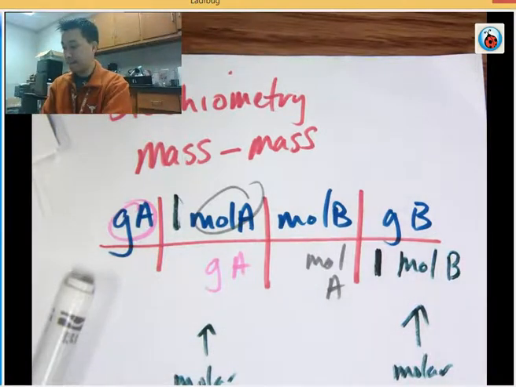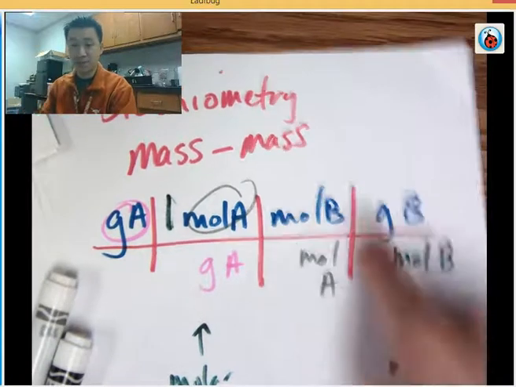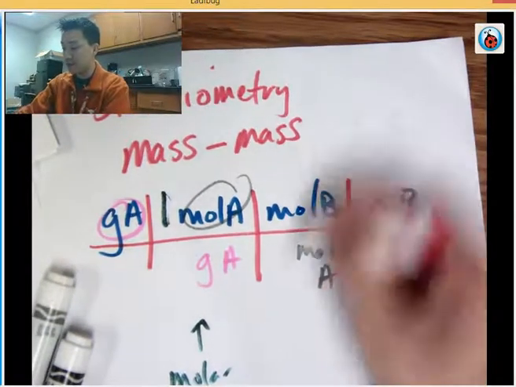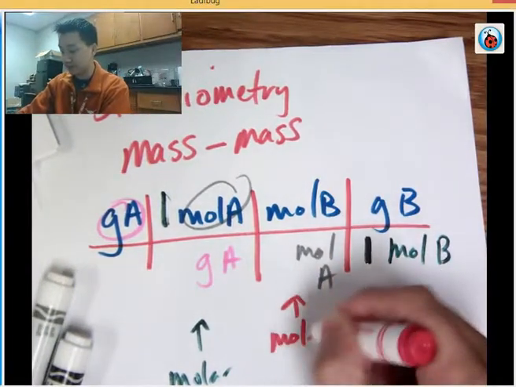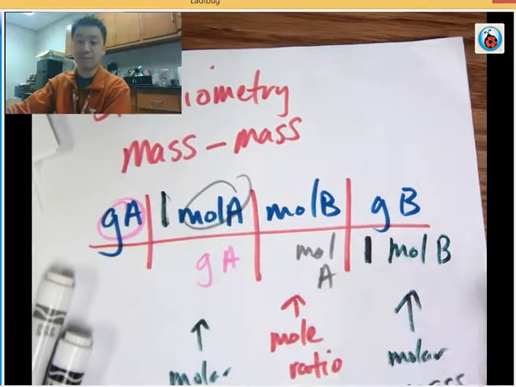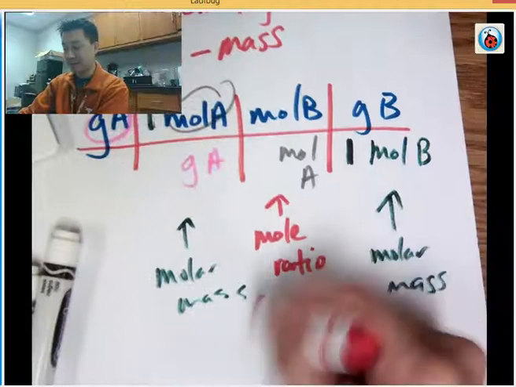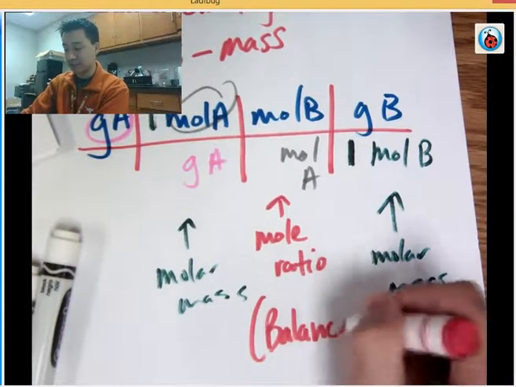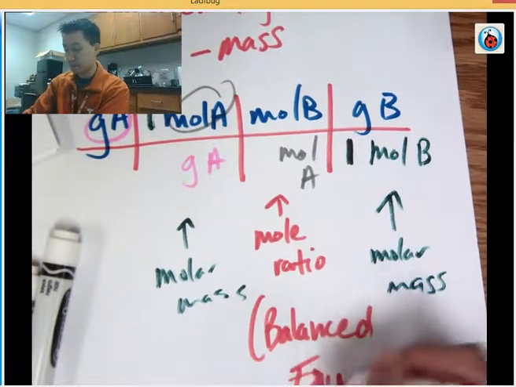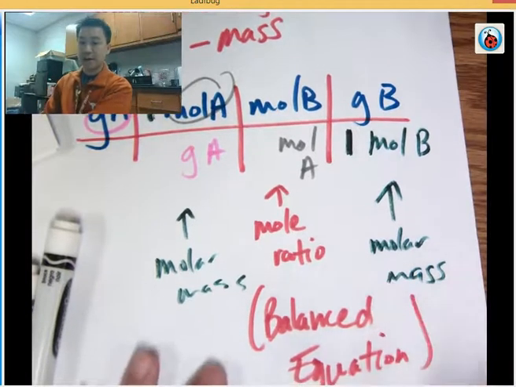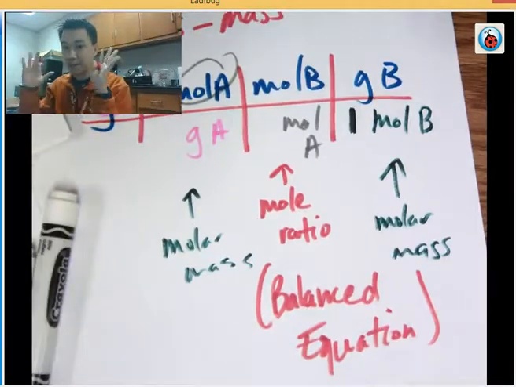What about this middle part? Mole over mole. This is the mole ratio. And where do I look when I see mole over mole? I have to have a balanced chemical equation. So I look at the balanced equation and I get the mole number in front.